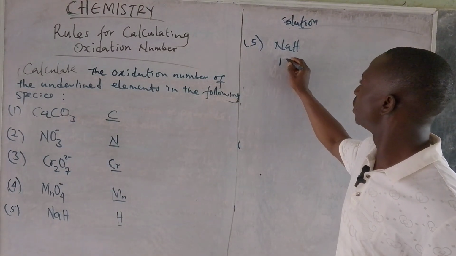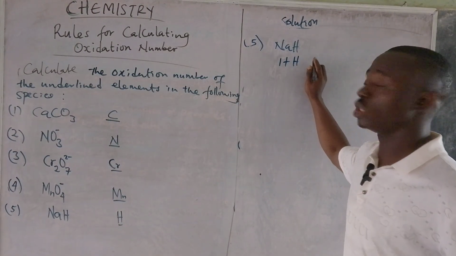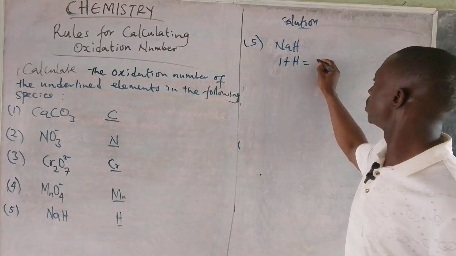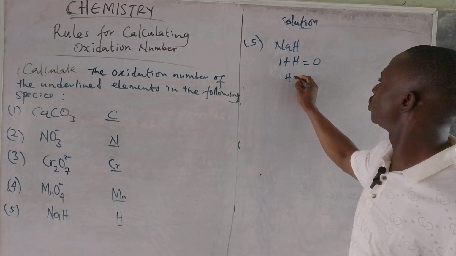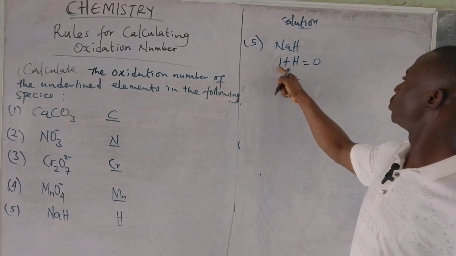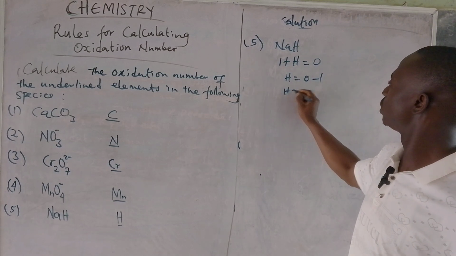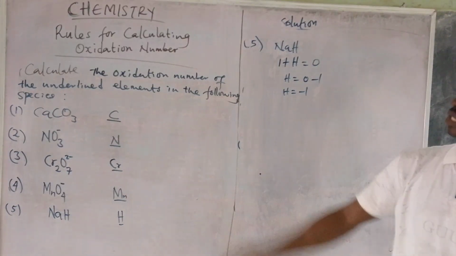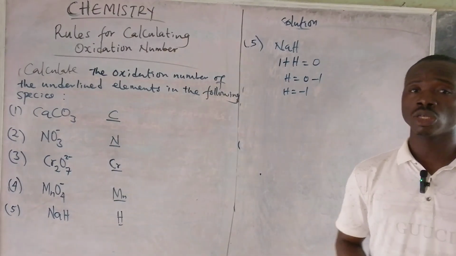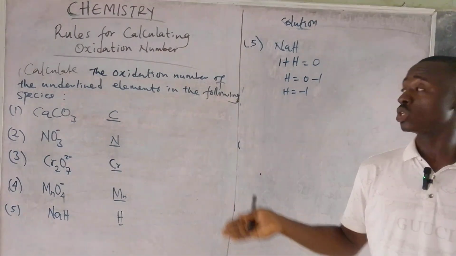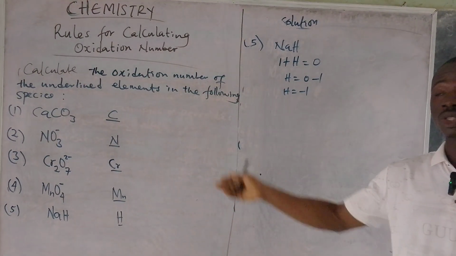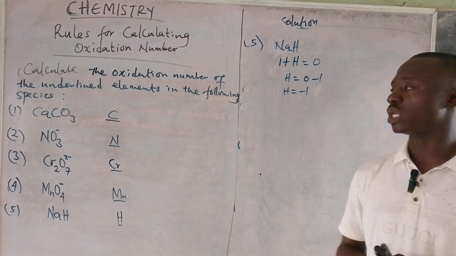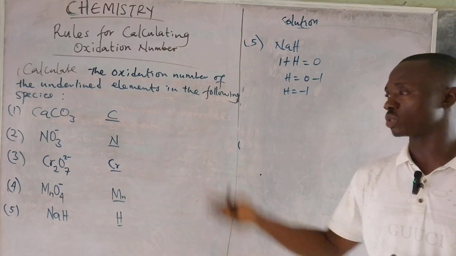So we are going to have 1, then plus H, then equals, now this is a compound, there's no charge on top. So you equate everything to what? To 0. So we now have H equal to, collecting like terms, 0 minus 1, and then H gives -1. So we can see that the oxidation state of hydrogen in a hydride is -1. So these are the rules. Those rules I gave to you, rule number 1 to 6, make sure you go through them, commit them to memory, and then apply them to any problem that comes your way.